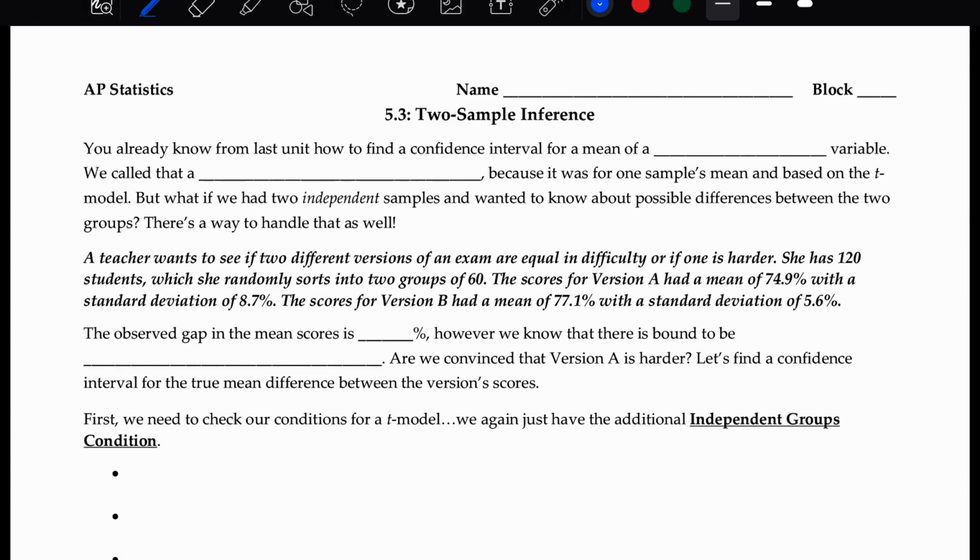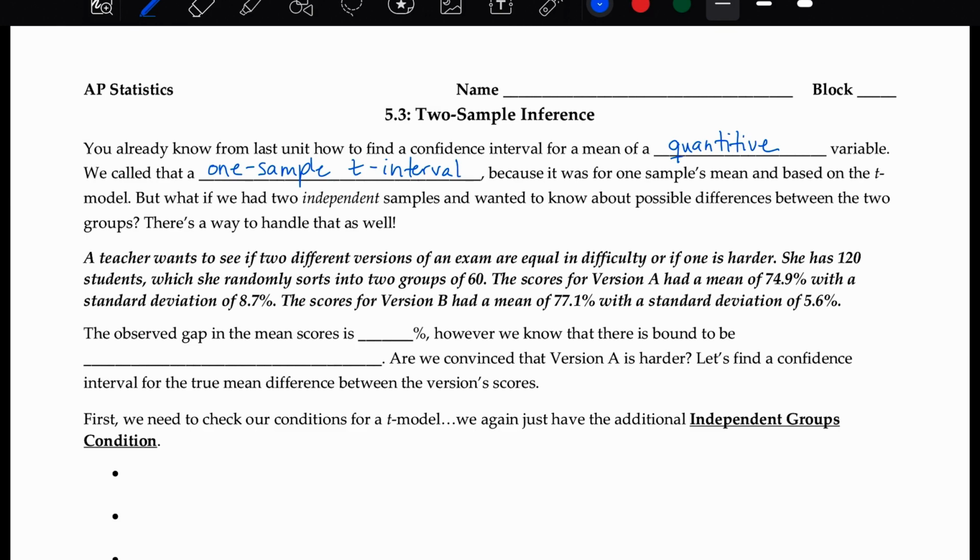So we already know from last unit how to find a confidence interval for a mean of a quantitative variable, and we called that a one sample T interval. Remember, we used T because we did not know the standard deviation of our population. That will still be the case today. Now we're going to talk about what happens if you grab two independent samples and want to know if there's any difference between the two populations you drew those samples from.